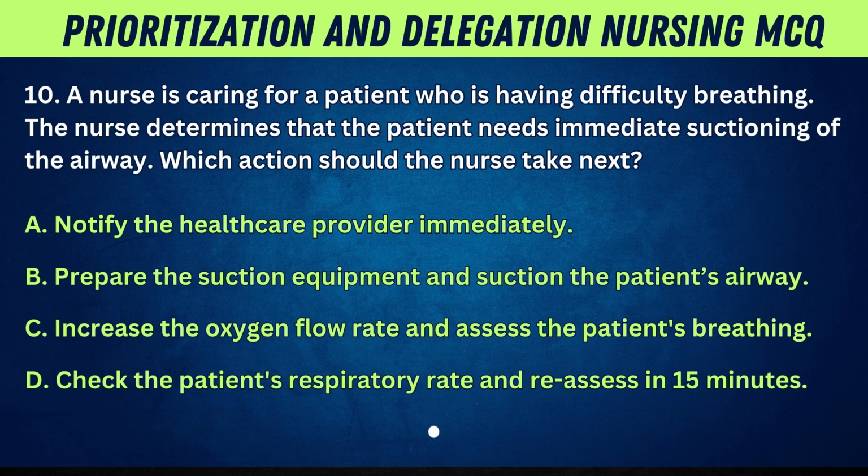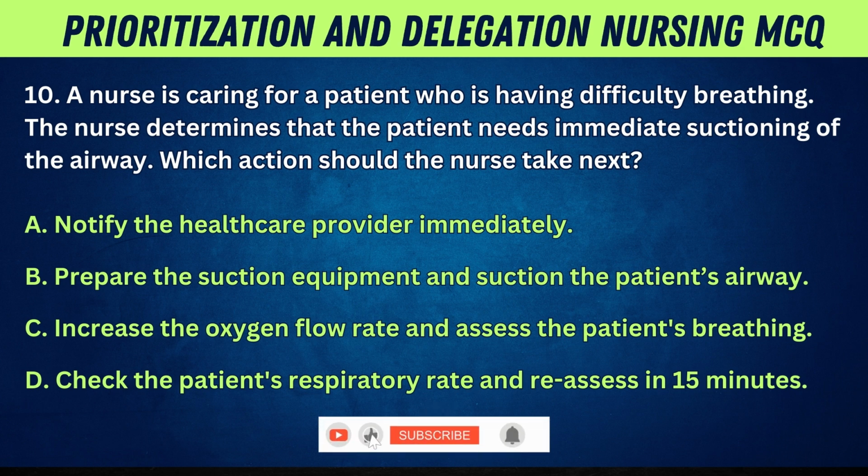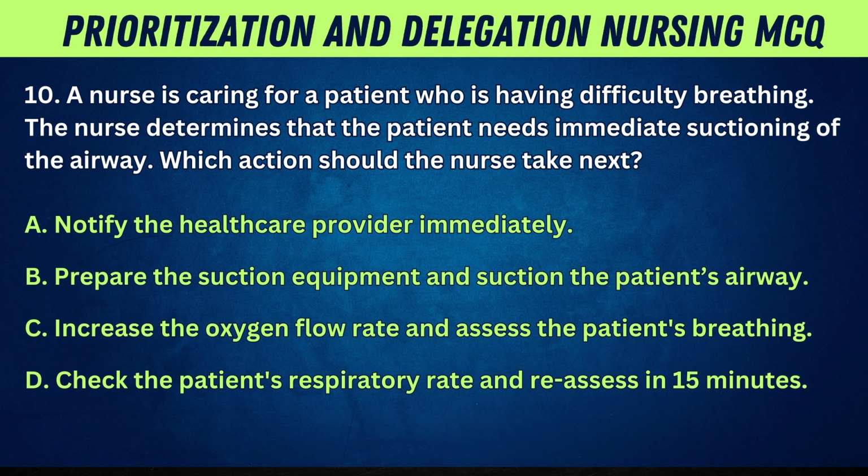10. A nurse is caring for a patient who is having difficulty breathing. The nurse determines that the patient needs immediate suctioning of the airway. Which action should the nurse take next? A. Notify the healthcare provider immediately. B. Prepare the suction equipment and suction the patient's airway. C. Increase the oxygen flow rate and assess the patient's breathing. D. Check the patient's respiratory rate and reassess in 15 minutes.